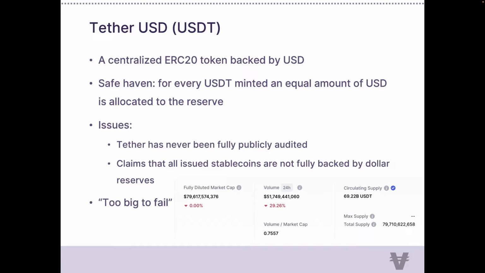But this is the info I get from CoinMarketCap. It has a fully diluted market cap of almost 80 billion. So if that is too big to fail, that is up to you to decide. But there are a lot of reserves needed to, of course, back 80 billion of USDT. Of course, the basic idea is supply and demand, which will become more obvious when we look at UST.